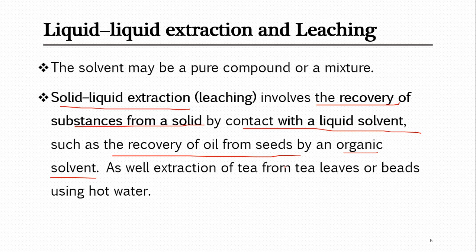So from those seeds, organic components will be extracted toward this organic solvent, which was introduced as a liquid solvent from outside. When you extract those hydrocarbon or organic components into this organic solvent, they get separated from the seed. So this is called solid liquid extraction or leaching.